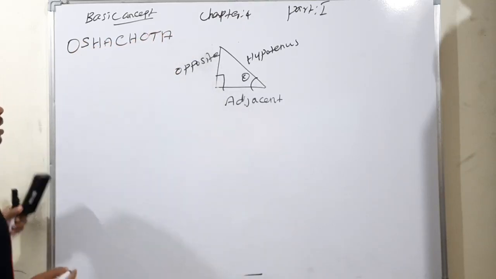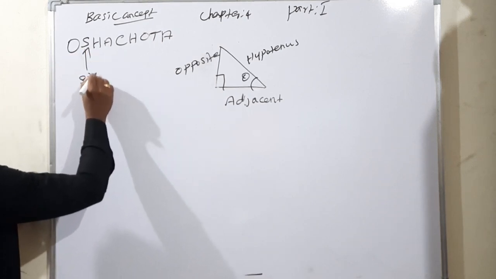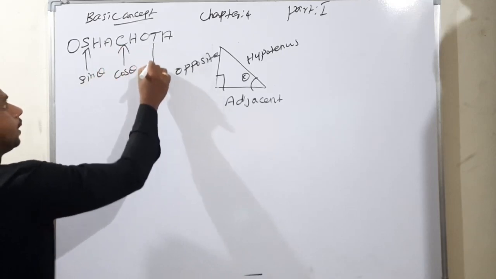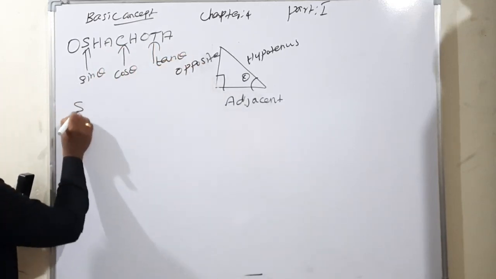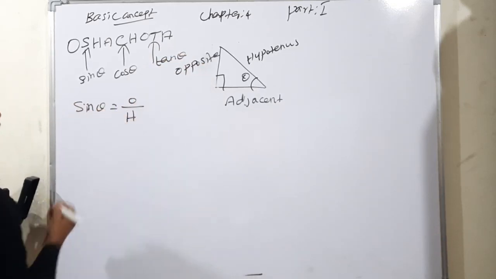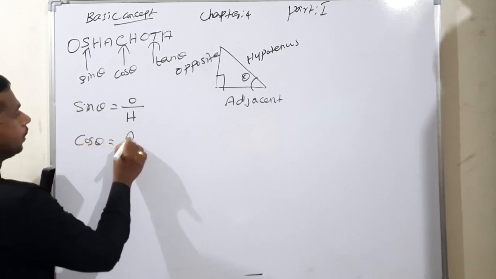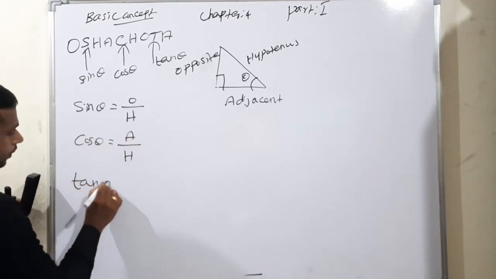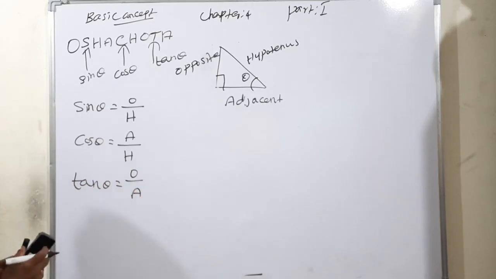Then important, the basic shortcut name: Osa Chota. What is the meaning? This is called sin theta. Then this one is called cos theta. This one is called tan theta. Therefore, sin theta is equal to opposite divided by hypotenuse. Then cos theta is equal to adjacent divided by hypotenuse. Then tan theta is equal to opposite divided by adjacent.